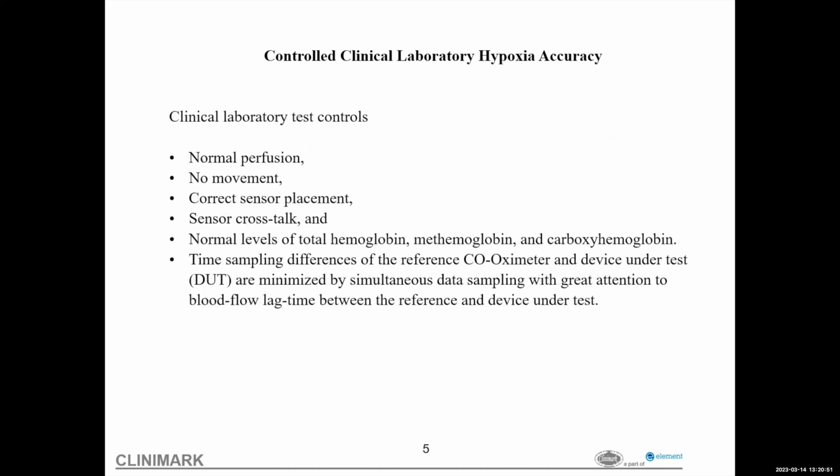Now, we control for in the clinical laboratory, as Bob so carefully put it, normal perfusion, no movement, correct sensor placement, sensor crosstalk, and normal levels of hemoglobin. There we try to control for the time sampling differences of the reference co-oximeter draw site and the device under test. We do our best to look at the blood flow lag time between reference and device under test.